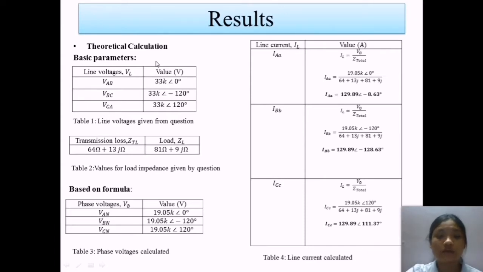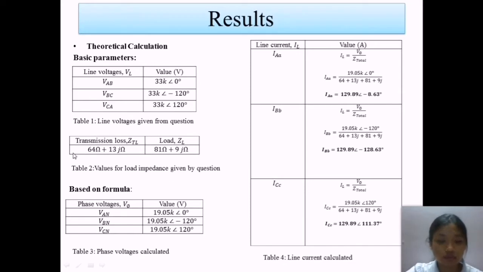Because this is the positive phase sequence, the angle difference from A to B is negative 120, while A to C is 120. So VAB is 33 kilovolts with angle 0, VBC is 33 kilovolts with angle of negative 120, and VCA is 33 kilovolts with angle 120.